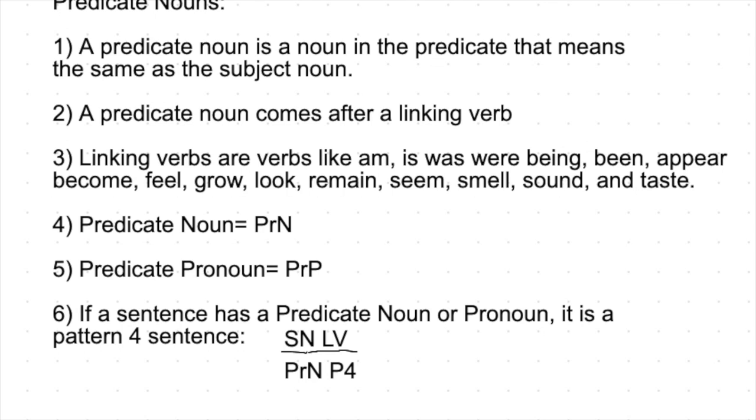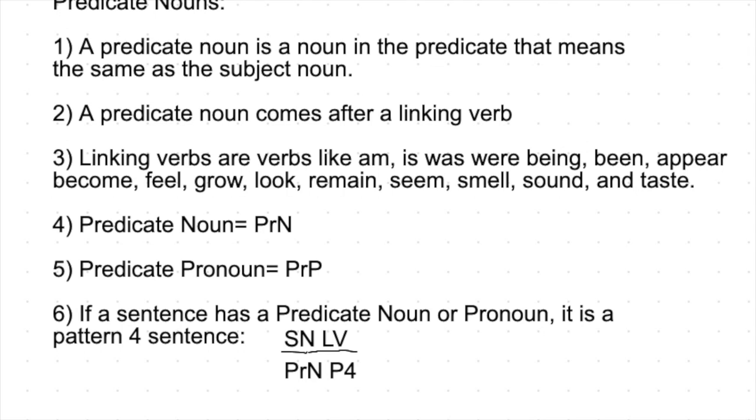Grab a piece of paper and a pencil so that you can write down all of the important information that I go over in this video. Alright, predicate nouns. A predicate noun is a noun in the predicate that means the same thing as the subject noun. Remember, we have other nouns that can show up in the predicate too, like a direct object and an indirect object, an object of the preposition and a prepositional phrase. Those are all nouns, but they're different from predicate nouns, and I'm going to show you what I mean in just a minute.